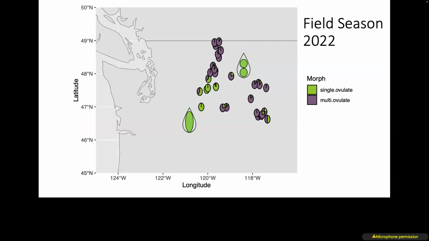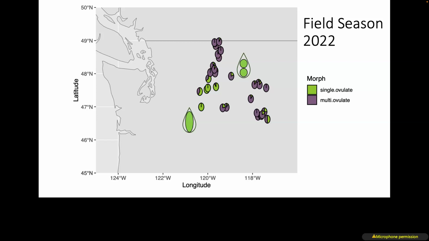And so in my first field season, I went to Washington simply to try to find these two morphs. I did in fact do that. However, I only found 4 populations that I could confidently describe as being single ovulate in one very small part of the range, and almost everything else that I sampled was very strangely multi-ovulate, which was unexpected given that my original distribution showed that the multi-ovulate phenotype would be the less common phenotype of the two.